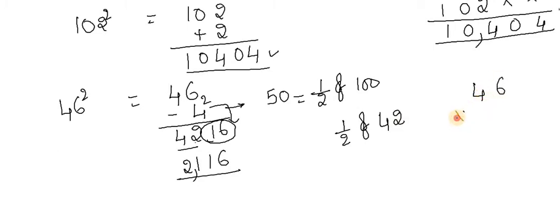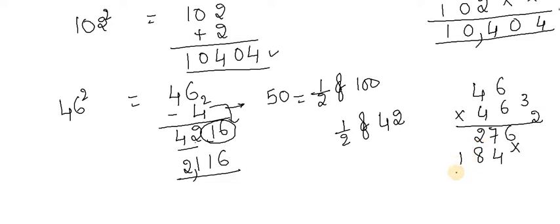Let's check with our usual procedure. 6 6s are 36, 6 4s are 24, plus carry 3, that is 27, and the ones place is completed. Cross: 4 6s are 24, carry 2. 4 4s are 16, plus carry 2 is 18. 6 7 plus 4 is 11, 2 plus 8 is 10, plus carry 1 is 11, and 1 plus 1 is 16. So the answer is 2116, and the same thing I got over here.